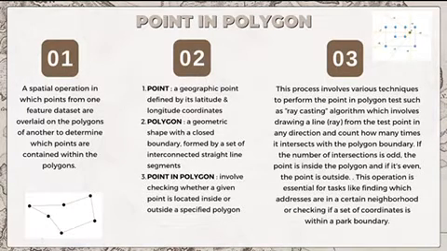This process involves various techniques to perform the point in polygon test, such as the ray casting algorithm, which involves drawing a line, which is a ray, from the test point in any direction and counting how many times it intersects with the polygon boundary. If the number of intersections is odd, then the point is inside the polygon, and if it's even, the point is outside. This operation is essential for tasks like finding which addresses are in a certain neighborhood or checking if a set of coordinates is within a boundary.